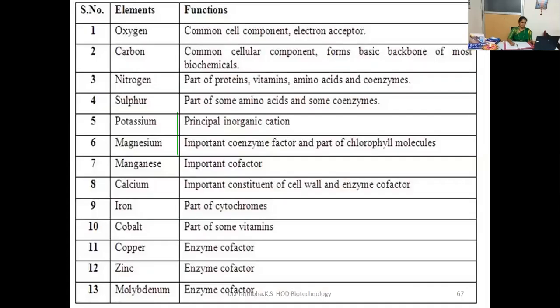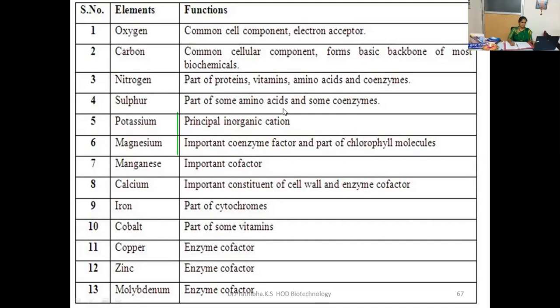Here you can see some of the most important chemical components of the nutrient medium, or elements. All these 13 elements play a very important role in the tissue culture medium, and all of them will be supplied with other chemicals in the medium. Oxygen is a common cell component and electron acceptor. Carbon we provide in the form of a carbon source, that is sucrose, a common cellular component that forms the basic backbone of most biochemicals. And nitrogen plays a very important role in protein synthesis, vitamins, amino acids, and coenzymes.